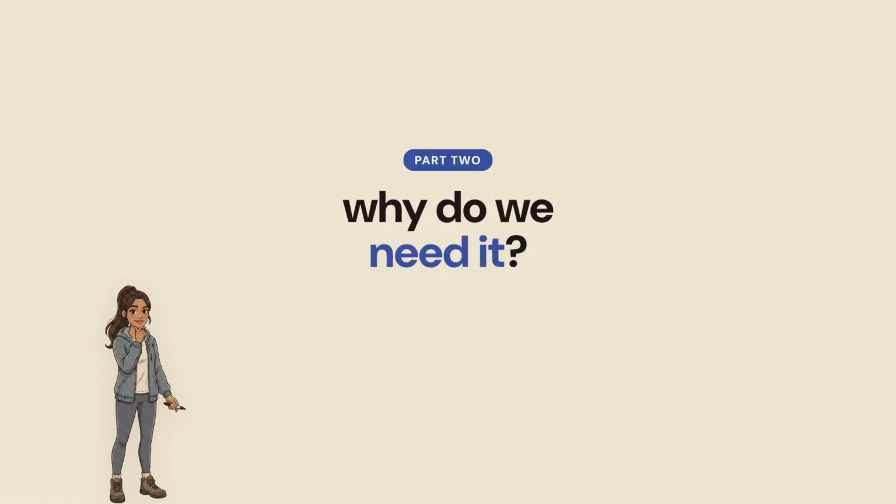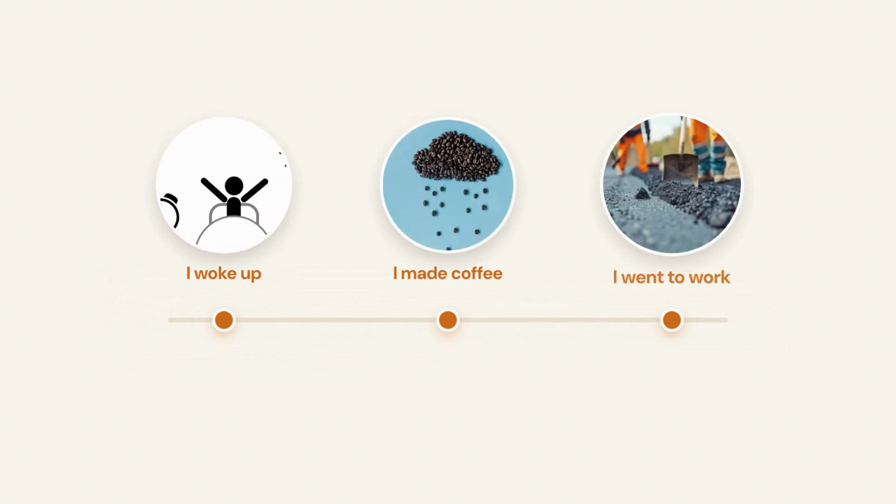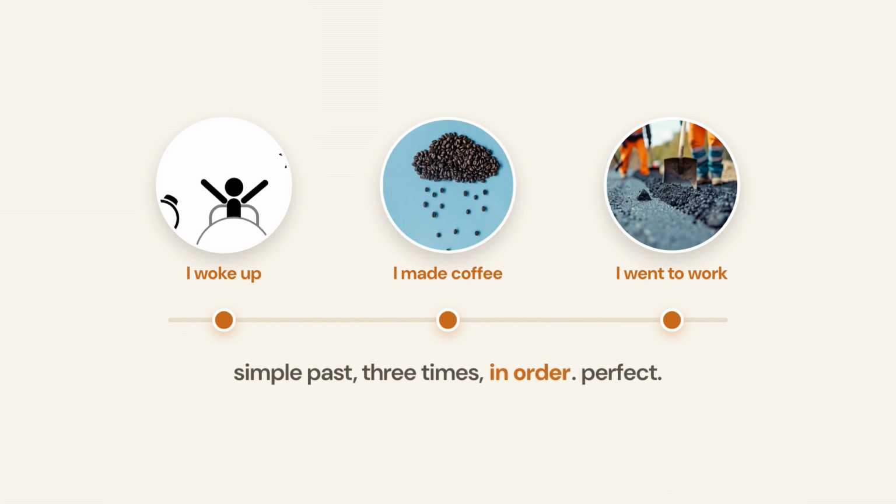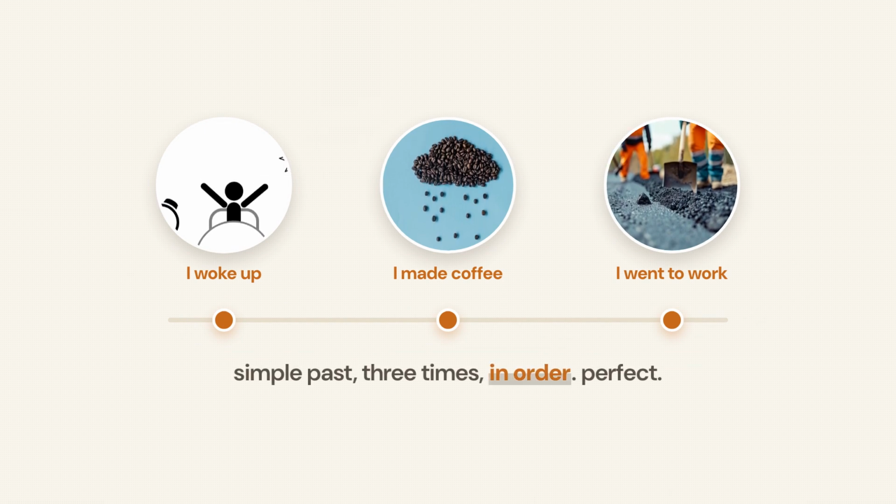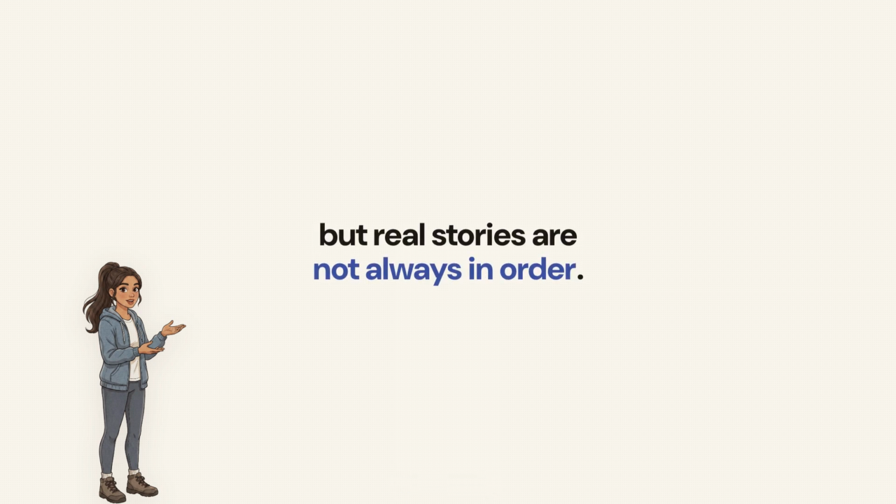Now let me answer the question you might be thinking. Why do we even need this? Why not just say everything in order? You can, and most of the time, that is exactly what English does. I woke up, I made coffee, I went to work. Simple past three times in order. Perfect. But real stories are not always in order.